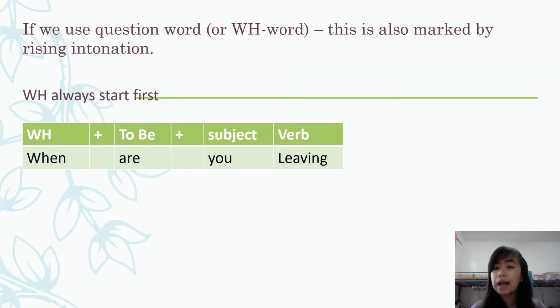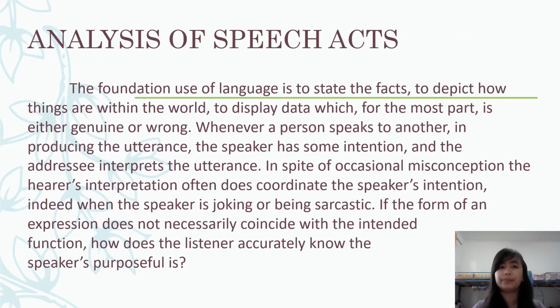If we use a WH question in an interrogative sentence, you have to put a subject and verb in the sentence also. And remember, WH always starts first. For example, a WH question, the first one: when are you leaving? The structure of the WH question is WH plus to be plus subject plus verb.